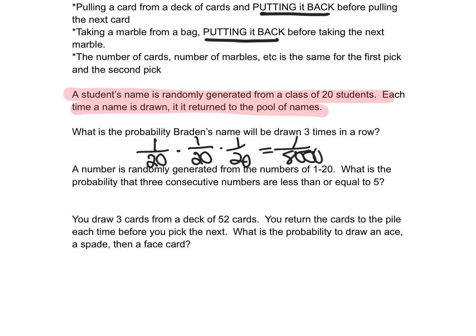And then we do the same thing with numbers. If I put the piece of paper or whatever it happens to be back each time, and I want to know the sums are less than or equal to 5, which means those possibilities are 1, 2, 3, 4, or 5. And so that means there are 5 possibilities out of 20. The second time is still going to be 5 out of 20 and 5 out of 20, which would be 125 out of 8,000. A little more likely to have a number 5 or less than it is to just have one specific number that you're looking for. If you want to try this next one, you go ahead and try that, but I did 2 examples, so we're going to move on.